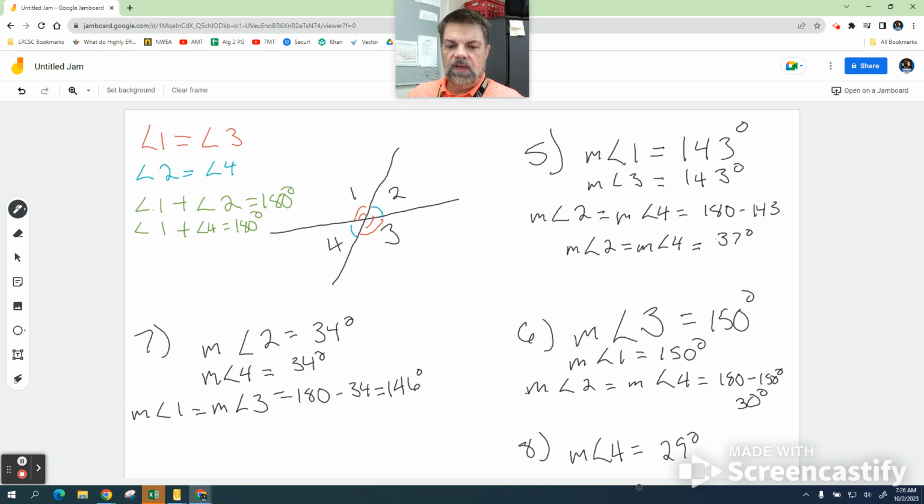Okay. And then for this one, same thing. Measure of angle 2 is also equal to 29. And I'm running out of space, but the measure of angle 1 is equal to the measure of angle 3. And I think that's 151, right? 180 minus 29 equals 151.